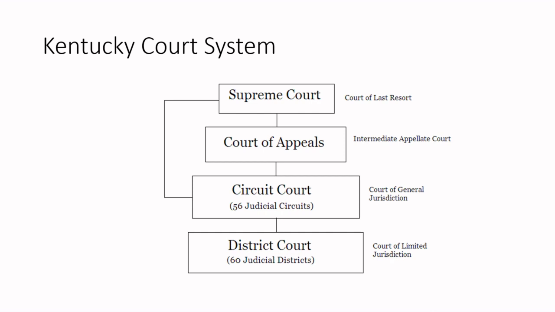Then there are the circuit courts. These are also trial courts of general jurisdiction. They resolve felony cases and civil disputes between companies for major damages. On top of both the district and circuit courts, we have regional courts of appeals in the state of Kentucky. And then lastly, we have the Kentucky Supreme Court, which is the highest court in the state of Kentucky.